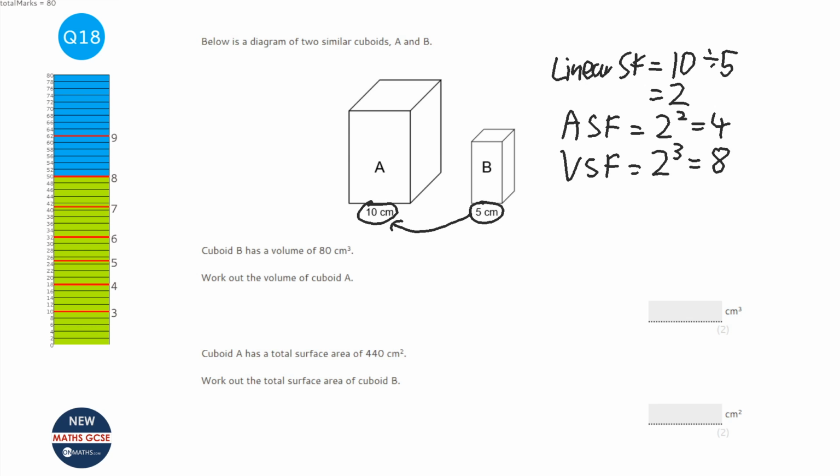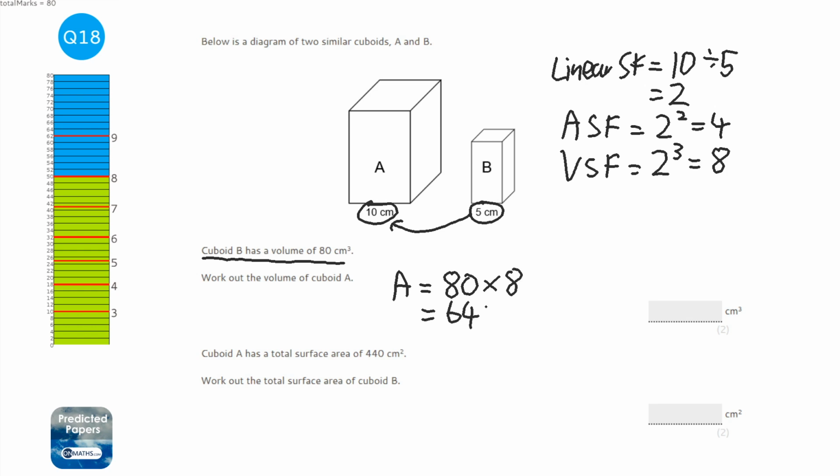So with this first question, it says cuboid B has the volume of 80. So if B has 80, the volume of A is going to be 80 times the volume scale factor, which is 8. So that's going to be 64 with a 0, so 640. And it's that simple.